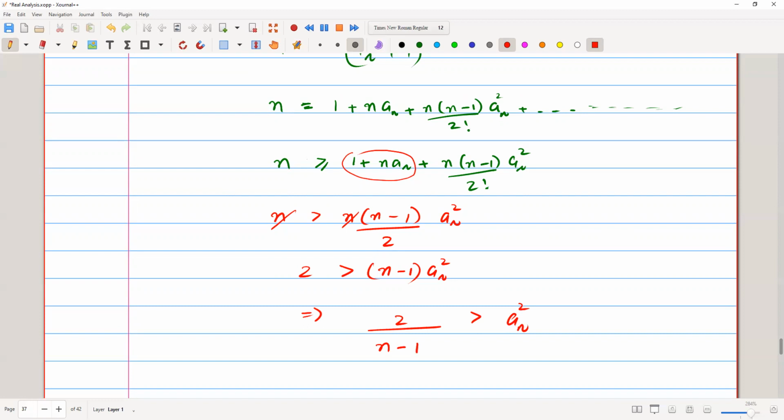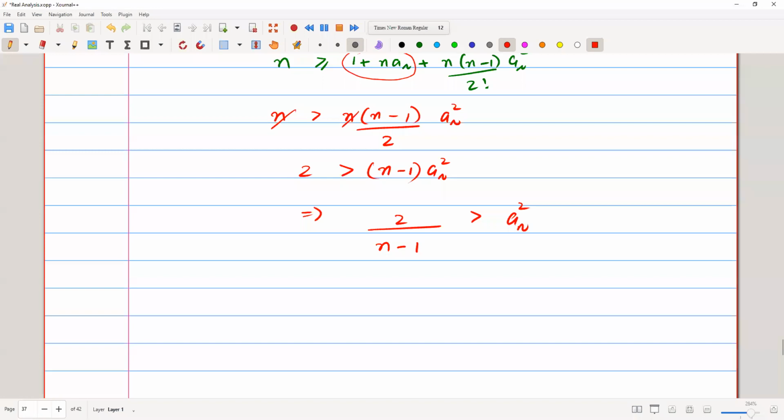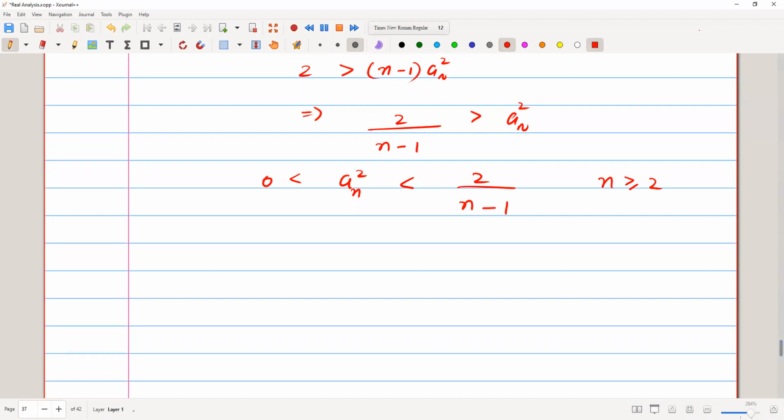So now we can say that a_n^2 is less than 2/(n-1), and also it's greater than 0 for all n greater than or equal to 2. For n greater than or equal to 2, a_n^2 is less than 2/(n-1), but a_n^2 is also greater than 0, because a_n^2 will always be positive because of the square. So we can see that a_n^2 is bounded between these two numbers.